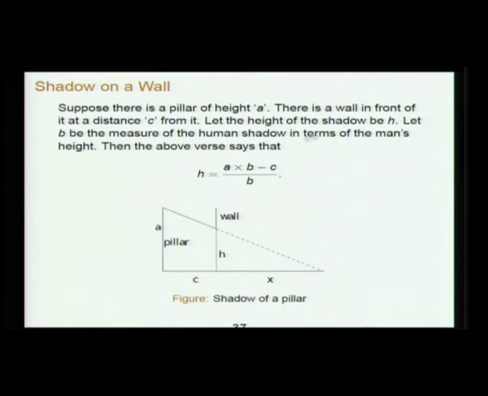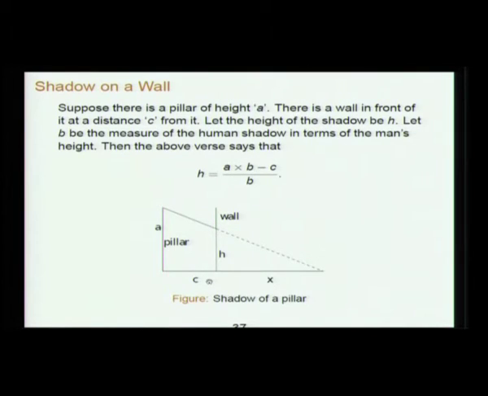b is a measure of the human shadow in terms of the man's height. It is not shown in the figure, so you have to add another figure with the man. Essentially, tan z is the human shadow divided by the man's height, so that is the tan or cot of the angle. h is a into, so this is the result that is given.